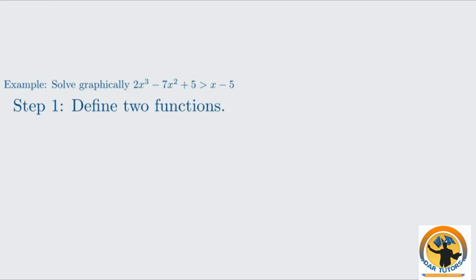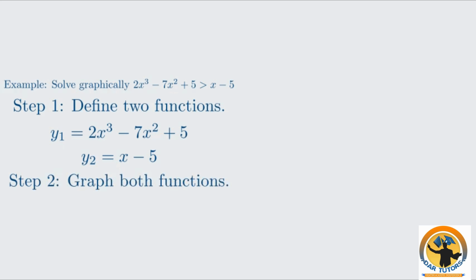Step 1. Define two functions. Let y1 equal the left side and y2 equal the right side. So we have y1 equals 2x cubed minus 7x squared plus 5, and y2 equals x minus 5. Step 2. Graph both functions on the same set of axes using technology. We can see the cubic curve and the straight line intersecting at 3 points.